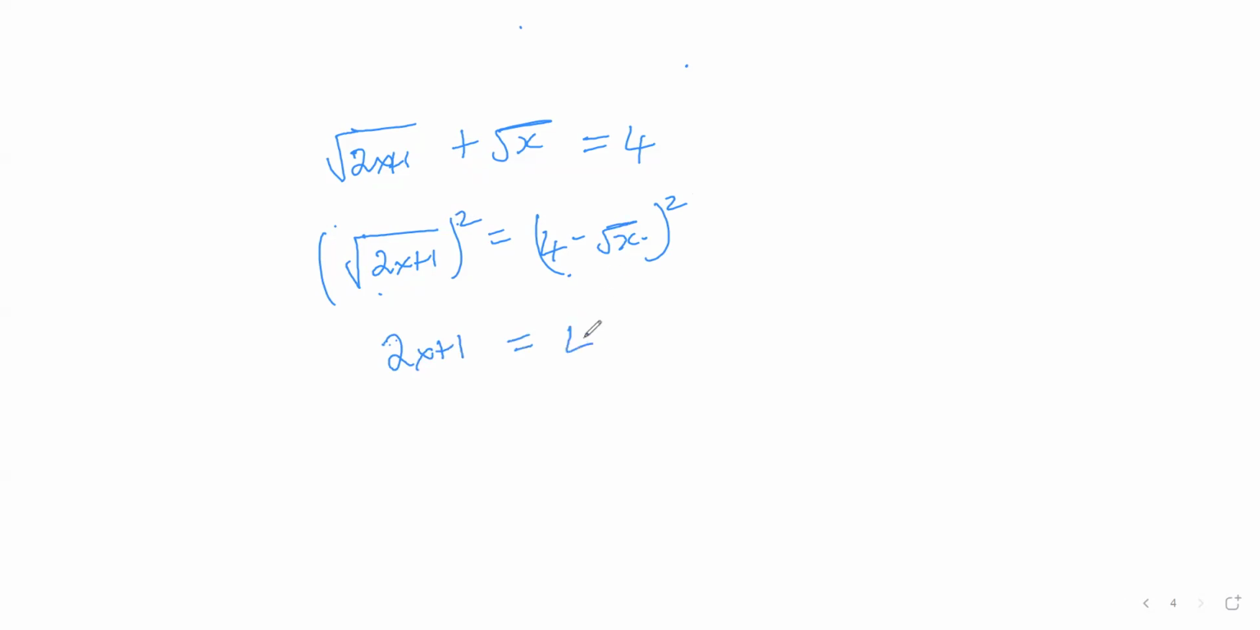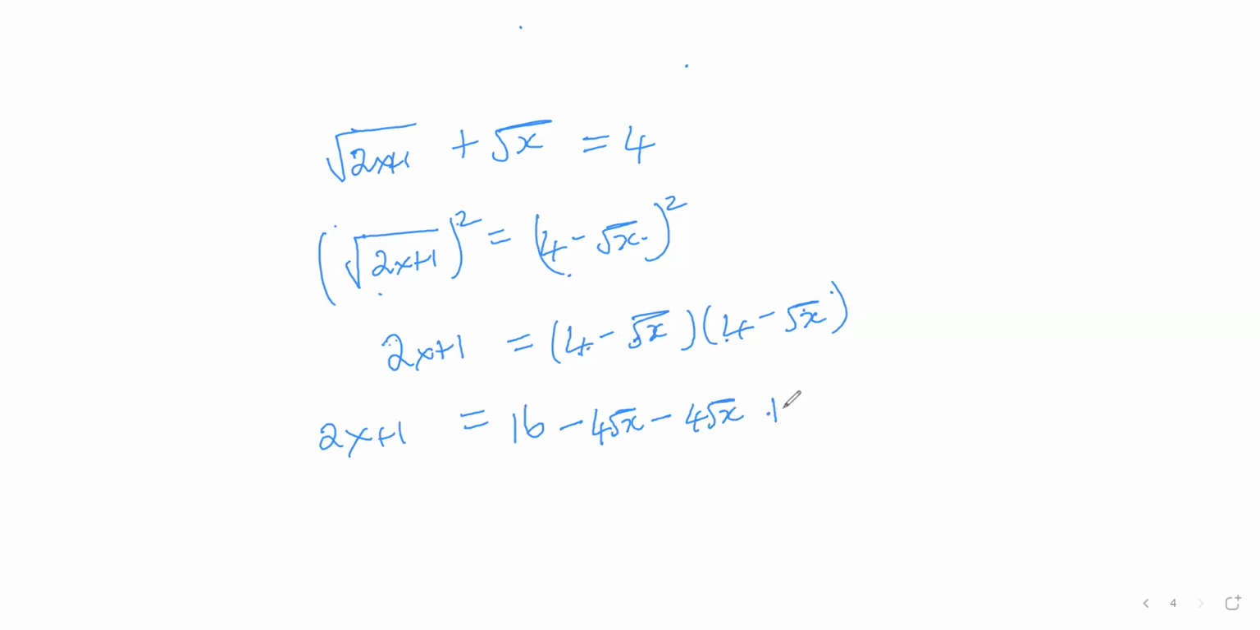And on this side, we have to actually open up our brackets, the way we saw how to multiply algebraic expressions. So it becomes 2x plus 1 is equal to 4 times 4, 16, 4 times negative square root of x, negative 4 root x, negative root x times 4, another negative 4 root x, and negative root x times negative root x is going to be positive x.